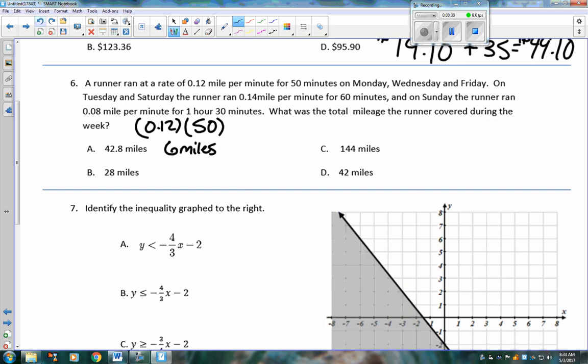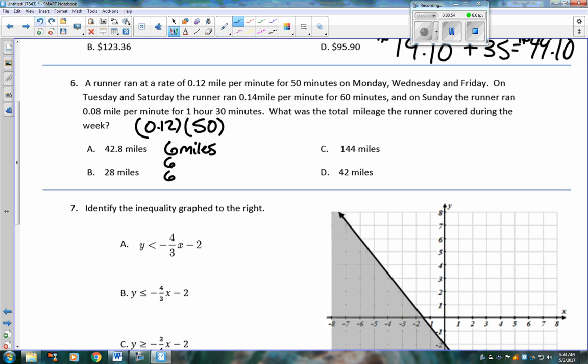Multiply 0.12 times 50. Alright, so on Monday, Wednesdays, and Fridays, how many miles did he run? Altogether, 18 miles.